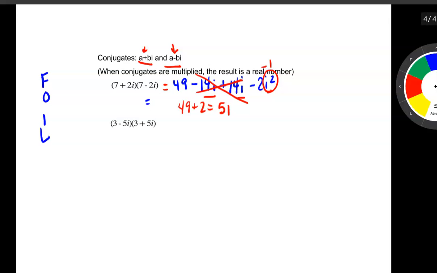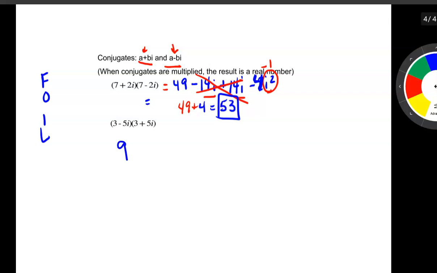Okay, I just realized the mistake. You guys probably caught me. You're probably like, what is she doing? 2i times 2i is 4i squared. So that carries all the way through. And so we get 49 plus 4, which equals 53. That's our answer.